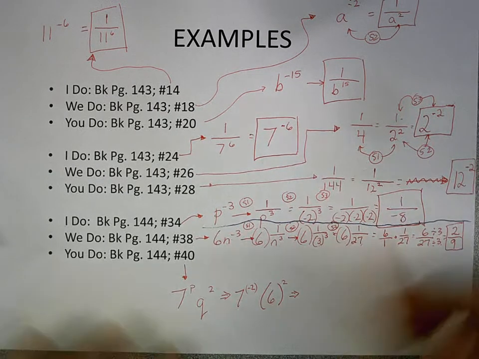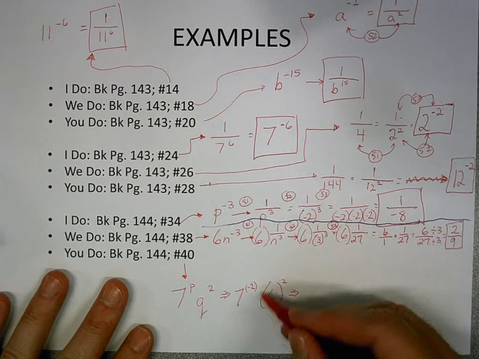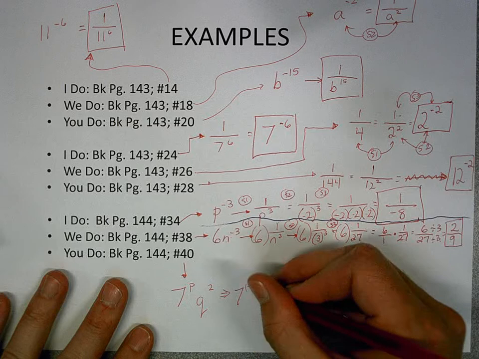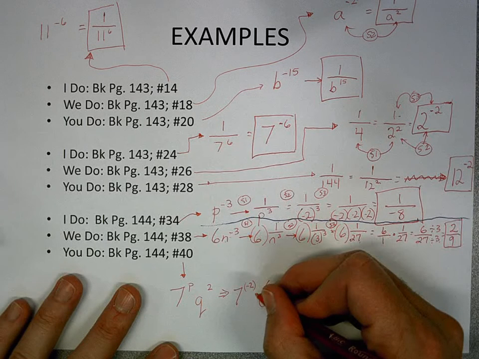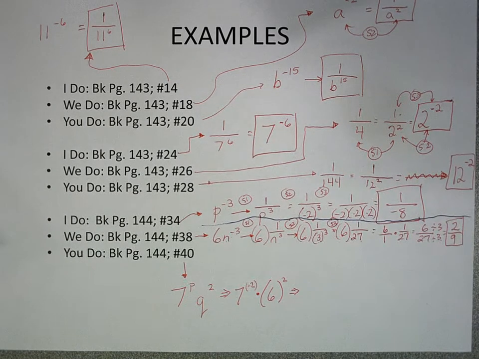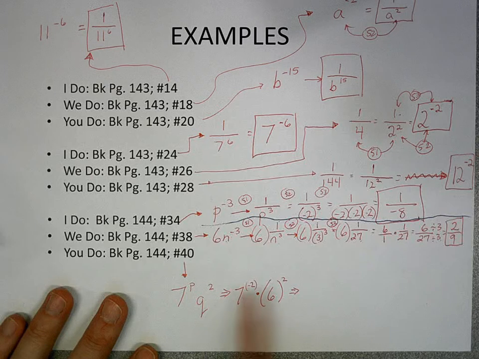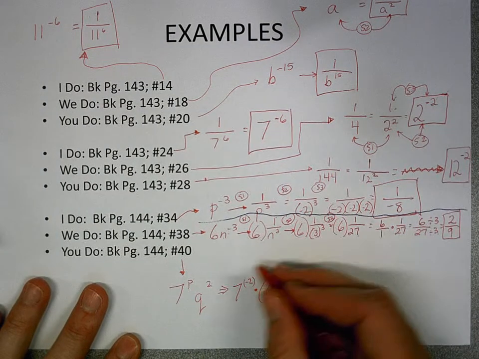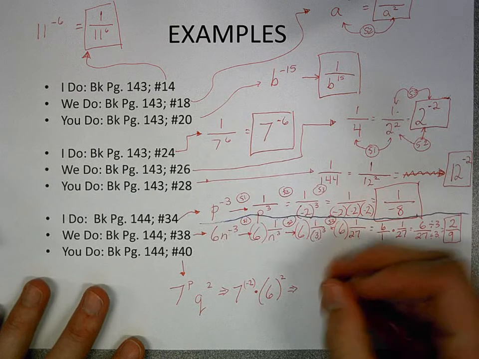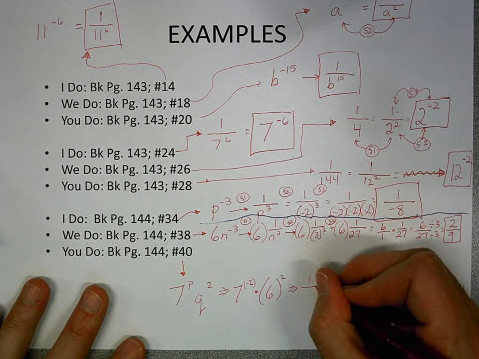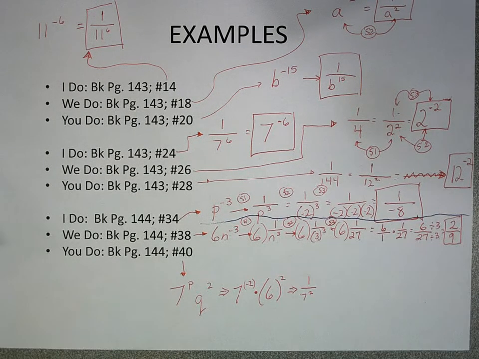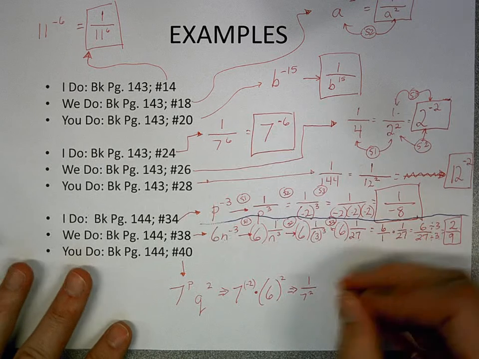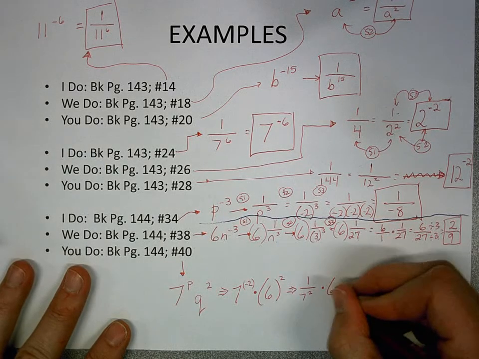And that is, I'm going to go ahead and simplify this. Now remember, this is 7 to the negative second power times 6 to the second power. So I'm going to change all my negative exponents to a positive exponent. I'm starting with this first one here. 7 to the negative second becomes 1 over 7 to the second power times 6 squared.